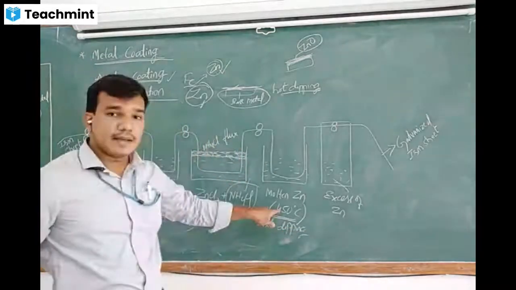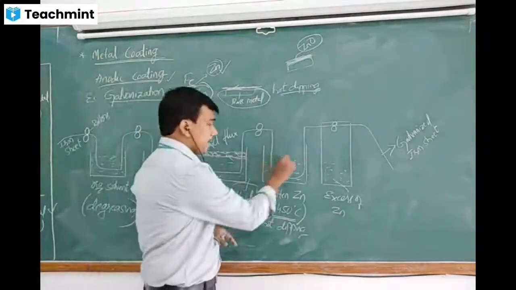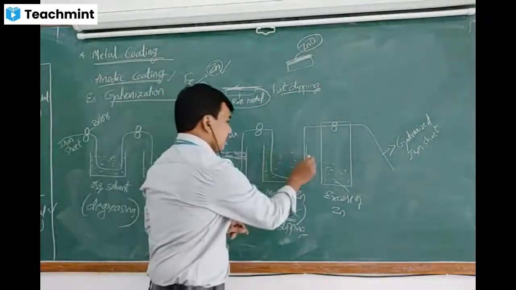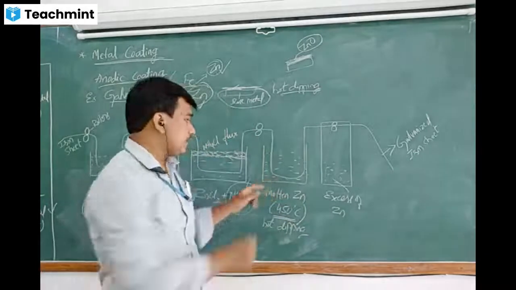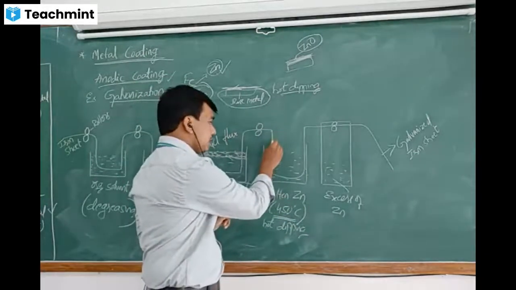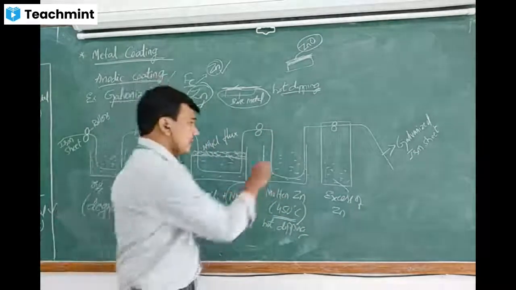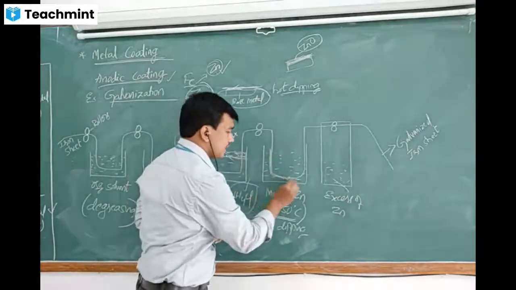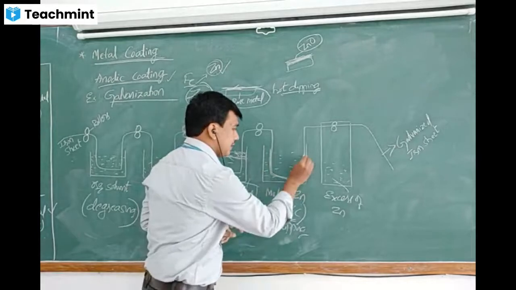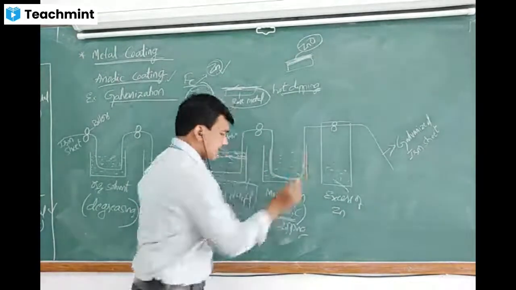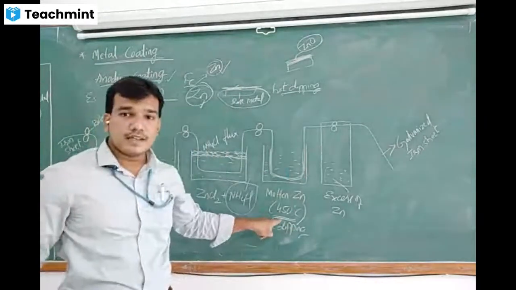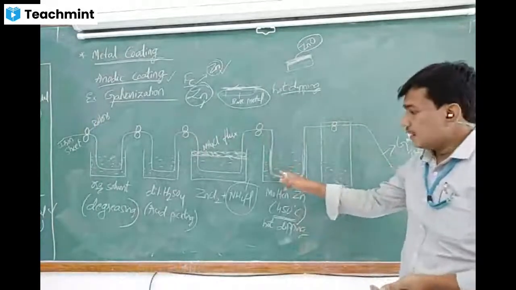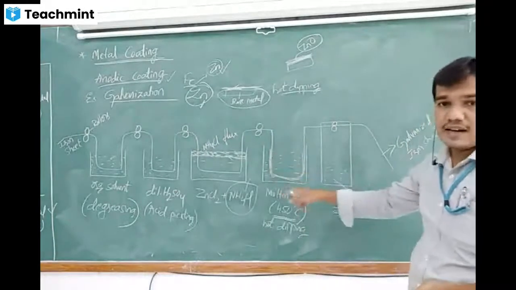With a very high temperature, molten zinc, the molten state of zinc is placed. So here slowly what does it coat? Zinc metal on the iron sheet. It will be taking place at this stage. At the temperature of 450 degrees Celsius, a thin layer of zinc will be coated on the iron sheet.